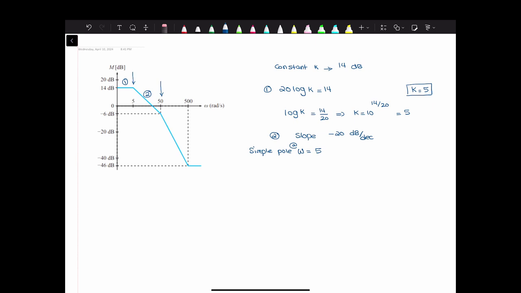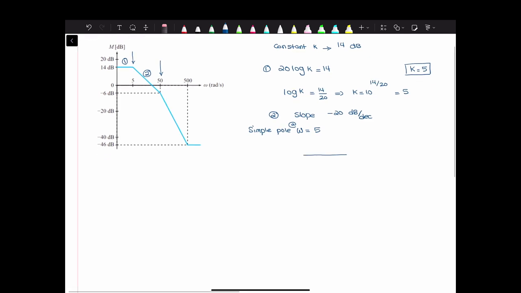For a simple pole, if you remember, this is the omega axis. This is a simple pole. This is omega c, and this slope is negative 20 n decibels per decade. At the same time, the simple pole would be 1 over 1 plus j omega over omega c, and all of that to the power of n. This n is the same as this n, right? Now, the slope is already negative 20, so we can say that n is equal to 1.